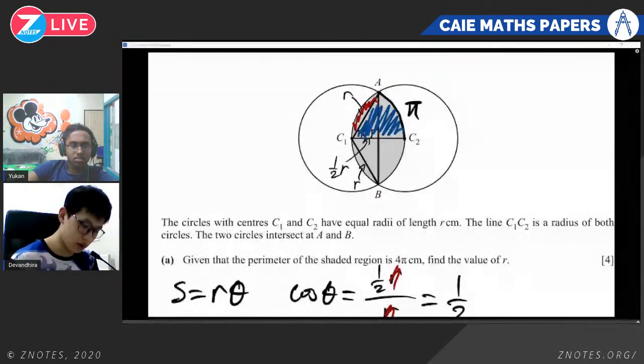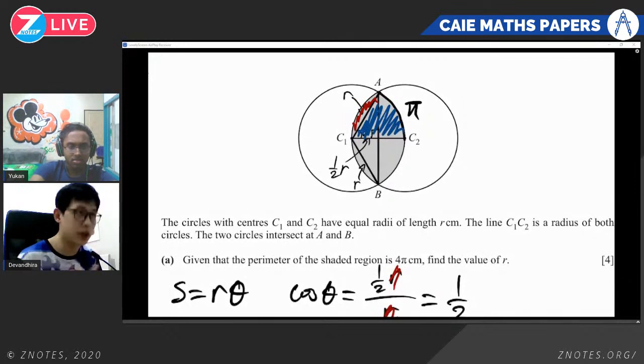So we can split this region. Let's talk about the top part first into 2 regions, right? The sector and the small part.